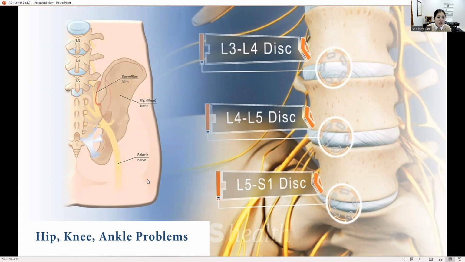So more often than not, sometimes when we see people with buttock pain or weakness in the leg, it really can sometimes stem from purely the low back. Sometimes it's coming from the bone, but sometimes it's coming from the disc. So if there's a disc injury, it can impact the nerve. But at the end of the day, it's the nerve that controls everything.